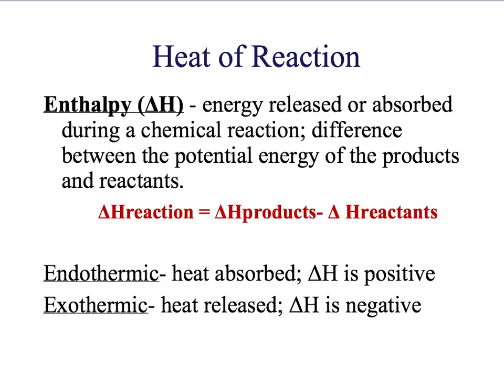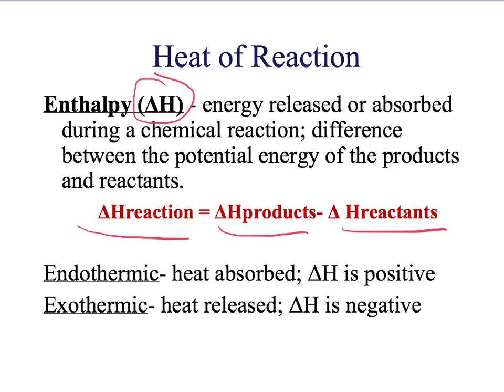We can measure the amount of heat of reaction. Heat of reaction is also known as enthalpy, and it's represented by a delta H. The definition of enthalpy is that it's the energy released or absorbed during a chemical reaction. Basically, enthalpy is the difference between the potential energy of the products and the reactants. So if we know the heat of the products and the heat of the reactants, we can find the heat of the reaction. So delta H of reaction equals the heat of the products minus heat of the reactants.